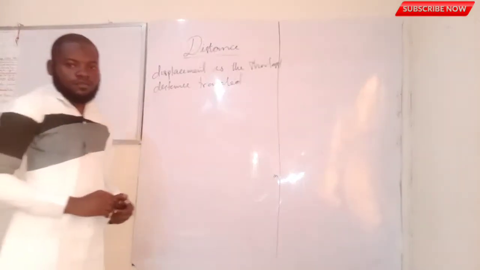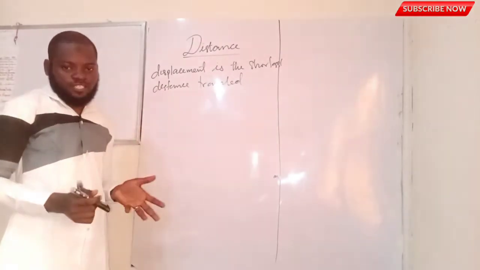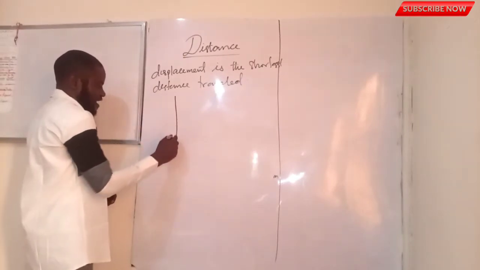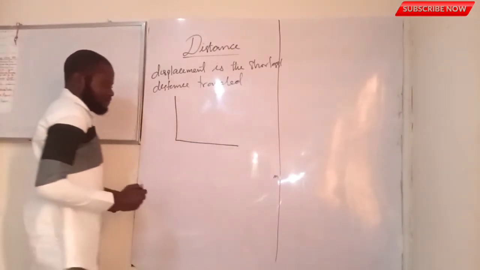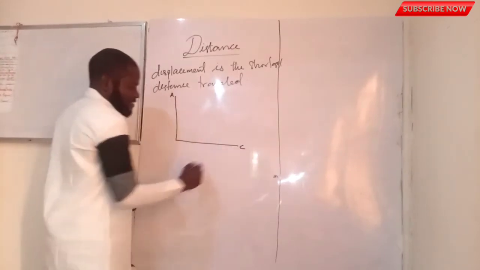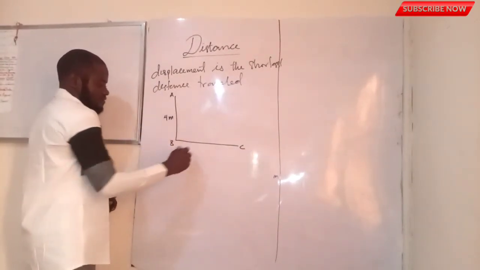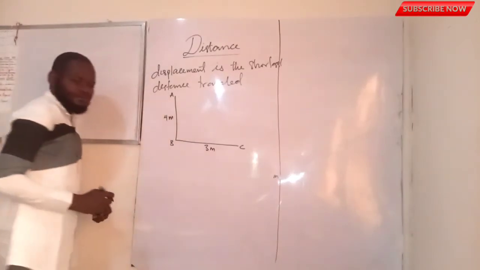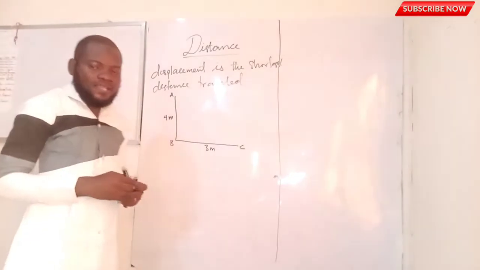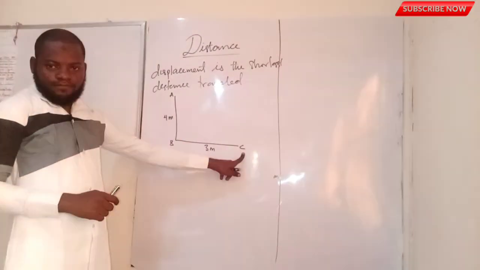Are we together now? So when you talk about the shortest distance traveled, we are talking about displacement. Is that taken now? Now let's go back to the previous example. Remember the body moved from A down to C. This is B, and here is 4 meter, while here is 3 meter. Now when you say displacement, remember that the body wants to move from A to C.